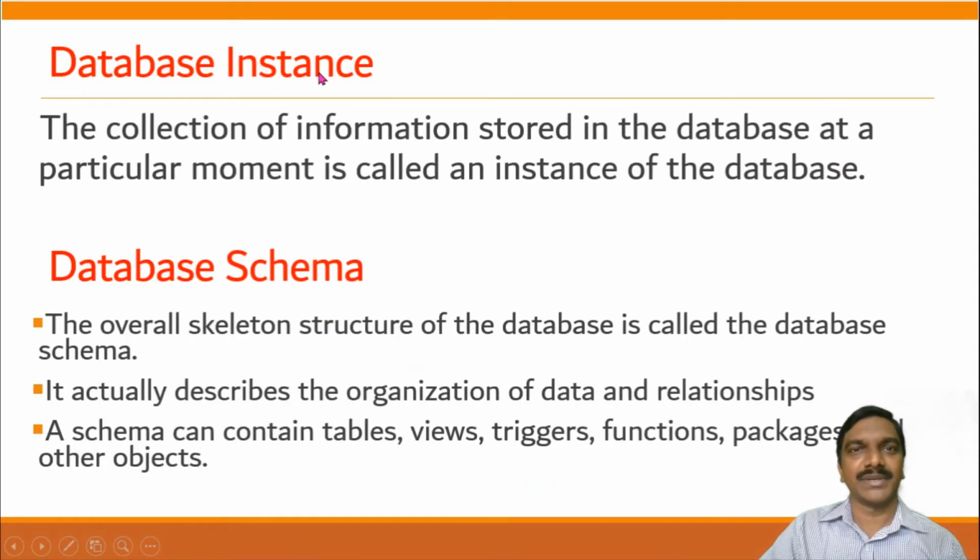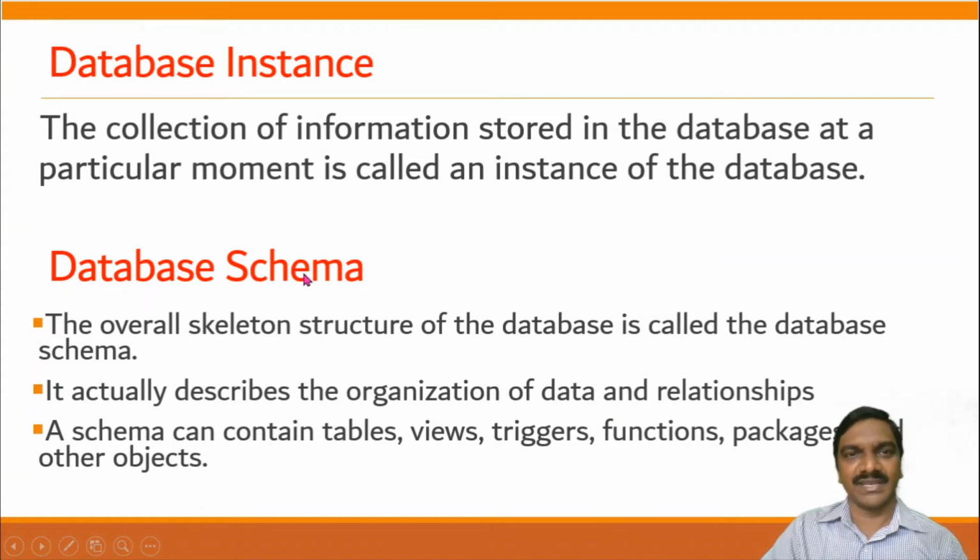Now what is database instance? Database instance means it is the collection of information stored in the database at a particular moment. So at a particular moment, how the database looks like, that is called instance. And the next moment the data may be changed, right? So that is another instance. Tomorrow the data may be changed, that is another instance. Like that, at a particular moment, how the data looks like, that is called database instance.